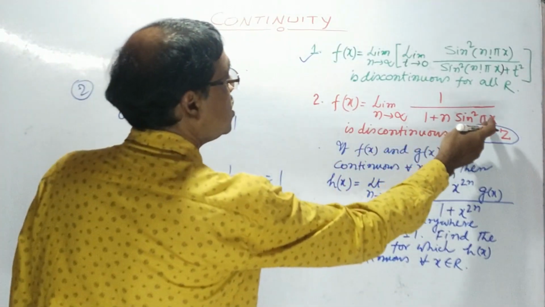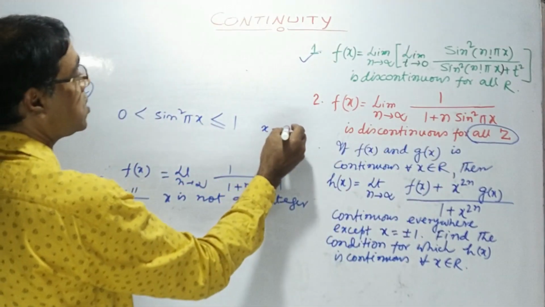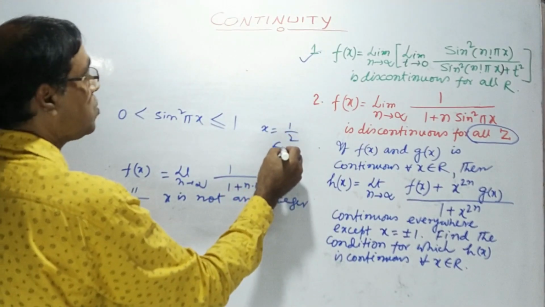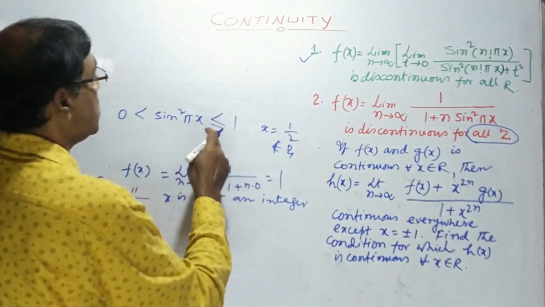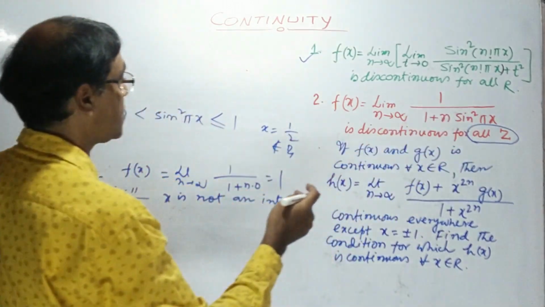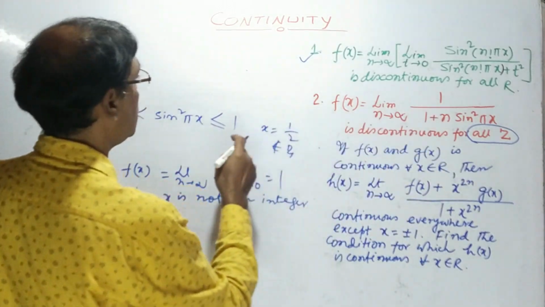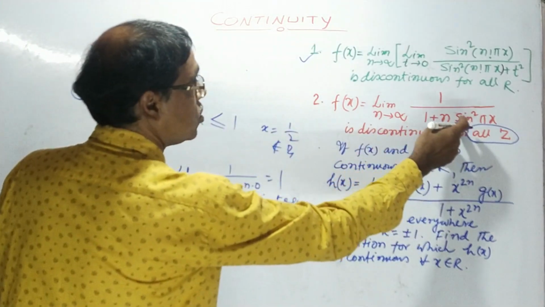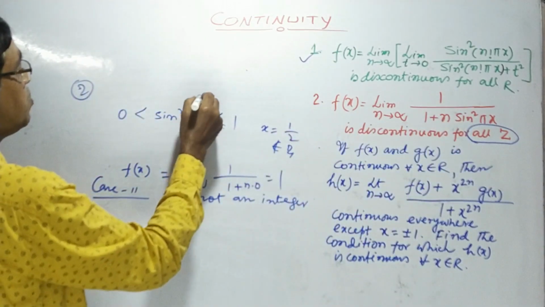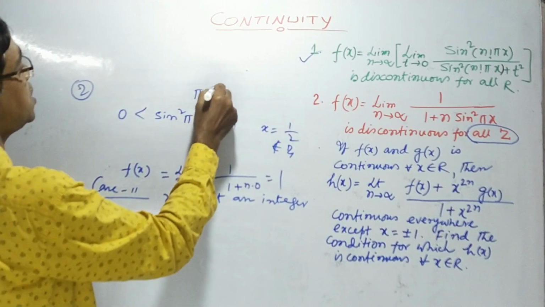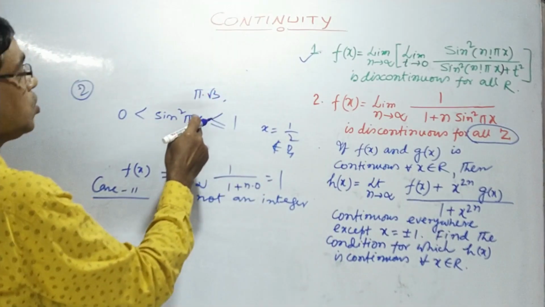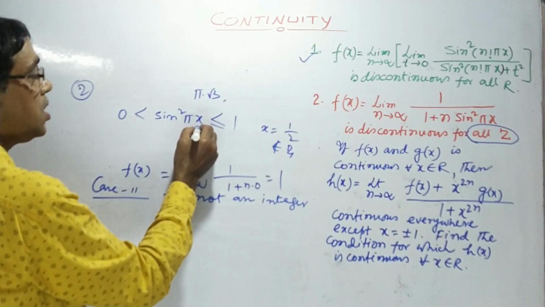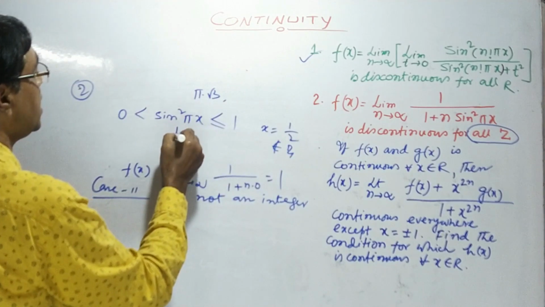It can be 1 if x equals half, which does not belong to Z, so it can attain 1, but it can never attain the value 0, because x is not an integer. Suppose pi x is pi root 3 or pi root something, it can never be an integer multiple of pi. Pi x does not belong to Z, therefore it can never be 0.